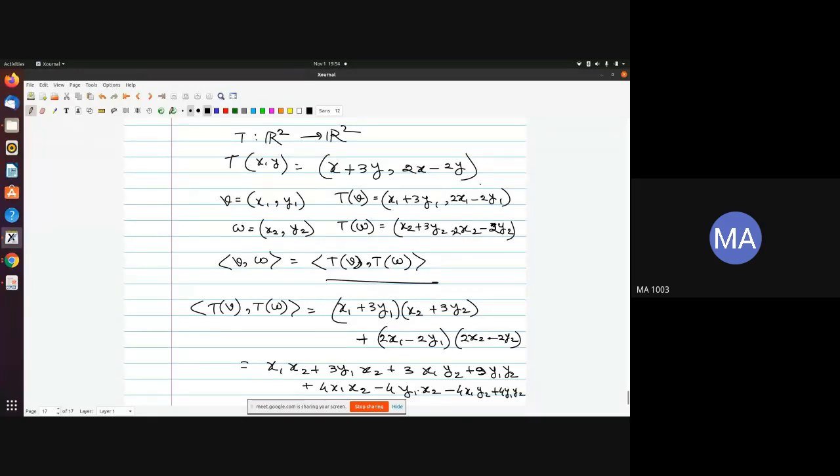Now see what cancels, and what is the inner product of V and W? It is x1x2 plus y1y2, right? So is it coming like this after simplification? That is what you have to check. If this matches, then it will be orthogonal. If it does not match, then it is not. Is it clear? Yes, sir.